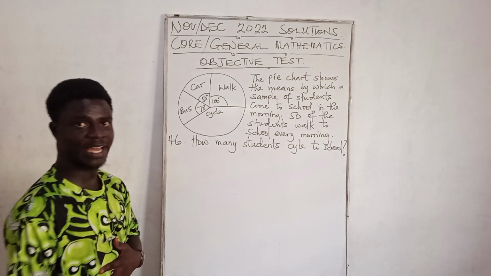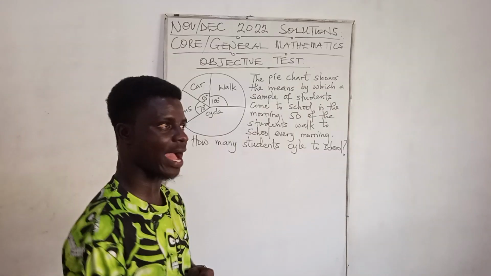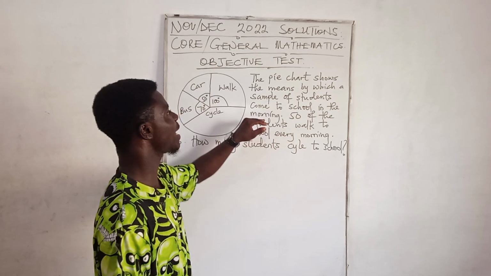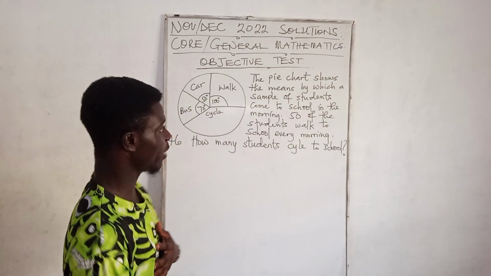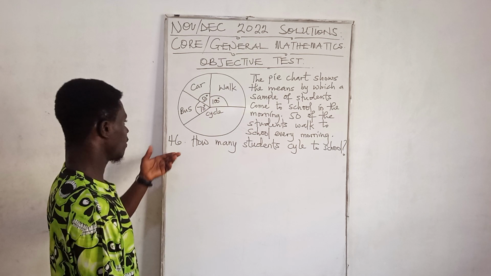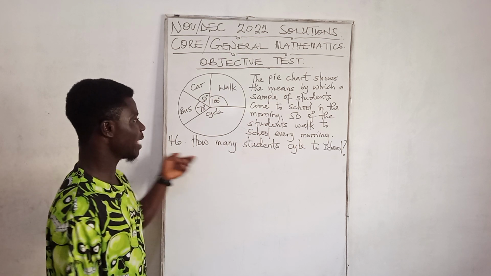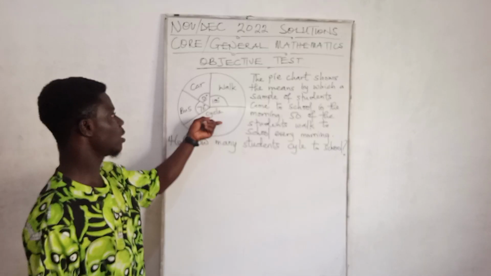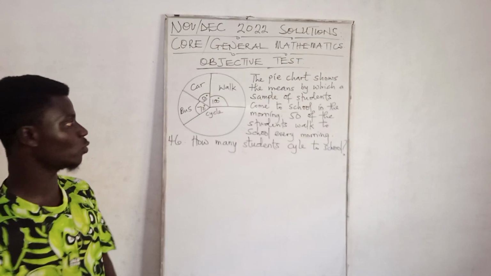Now we have our divided circle, which is also known as the pie chart. The pie chart shows the means by which a sample of students come to school in the morning. 50 of the students walk to school every morning. We've been asked to find how many students cycle to school.